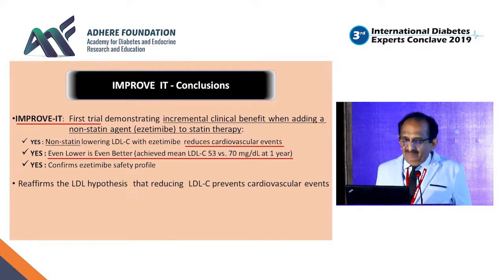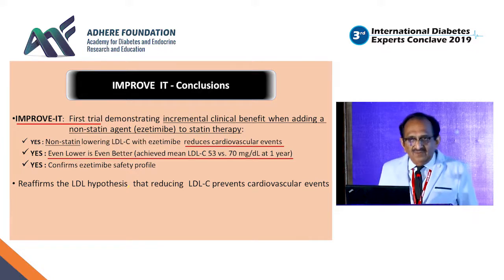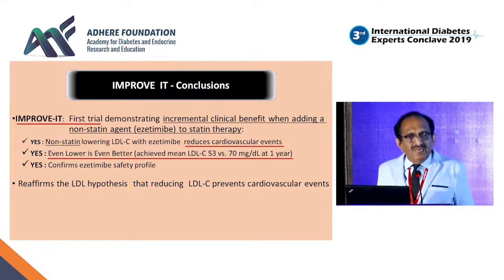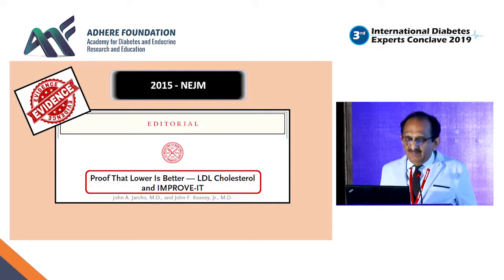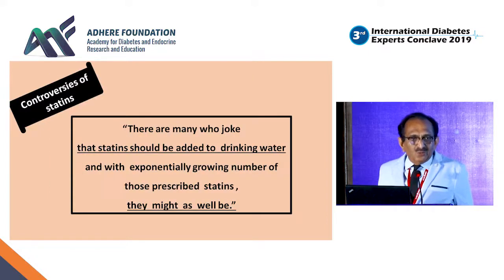Lower is even better. What they achieved was 53 milligram of LDL versus 70 milligram at 1 year. So 53 is achievable, is safe, and reduces CV events. It confirmed that ezetimibe is safe, and further confirmed the LDL hypothesis that reducing LDL-C prevents cardiovascular events. So the 2015 NEJM editorial said, proof that lower is better, LDL cholesterol and IMPROVE-IT. Now coming to controversies with statin.